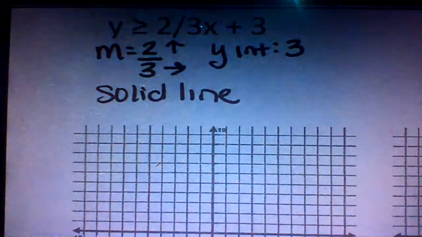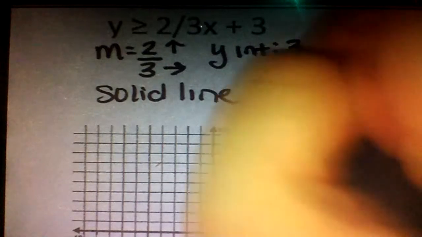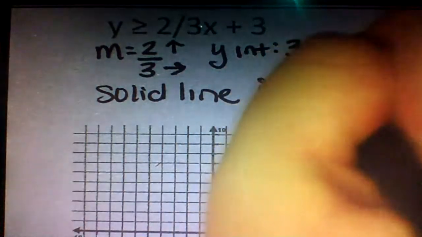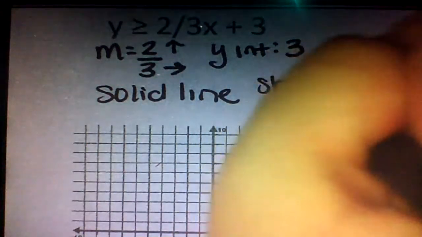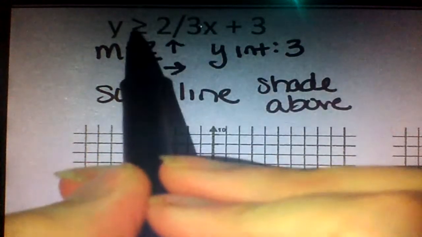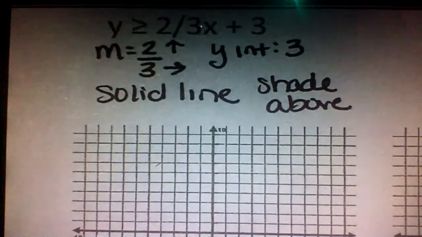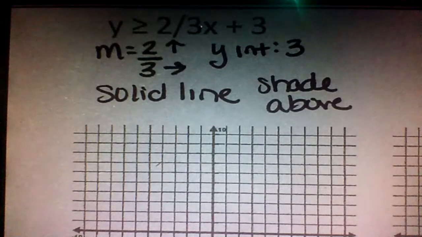And how should I shade if it's greater than? Am I shading above or below? Above. So we shade above. Greater than tells me I'm looking for numbers that are bigger, so those are the numbers that are above.